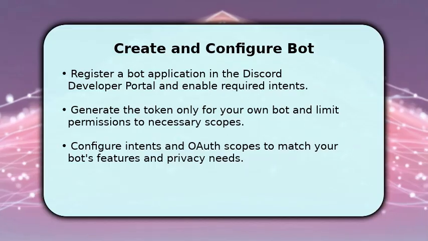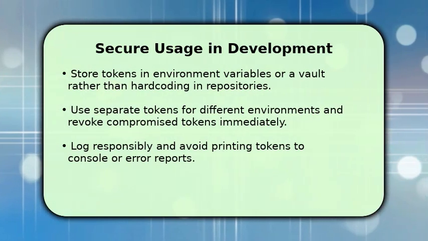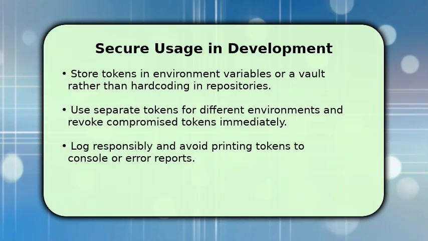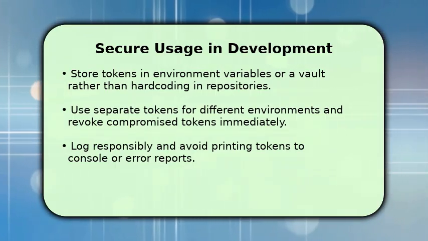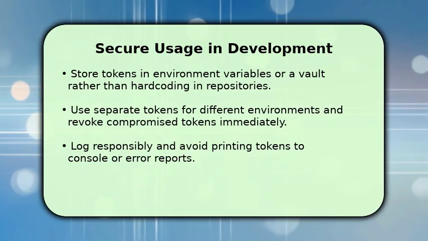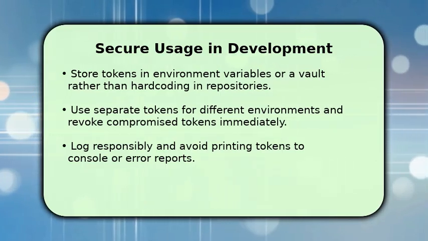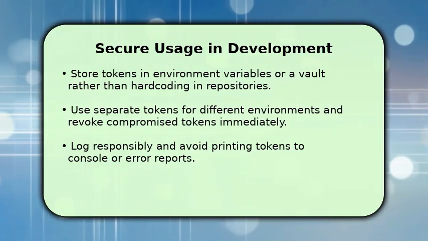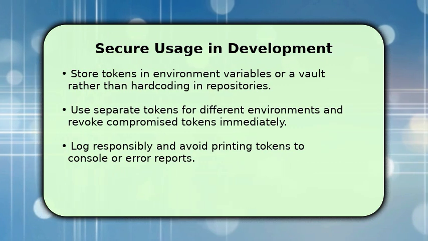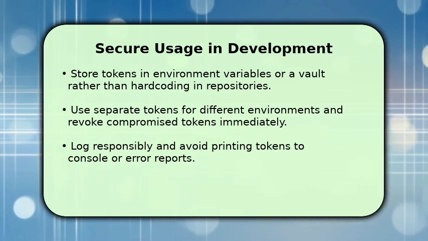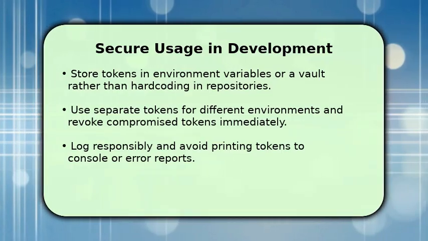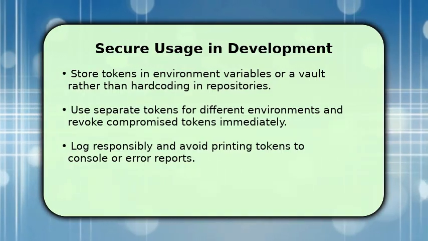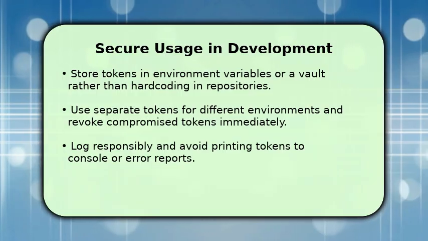functionality for users. During development, keep tokens out of your codebase by using environment variables or a secrets manager, and never commit them to version control. Use distinct tokens for local, staging, and production environments, and rotate them when exposure is suspected. Implement rate limits and error handling to avoid accidental leaks, and teach collaborators secure handling practices so your bot remains reliable and accounts stay protected.